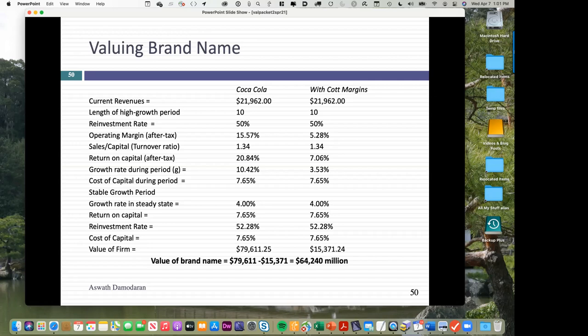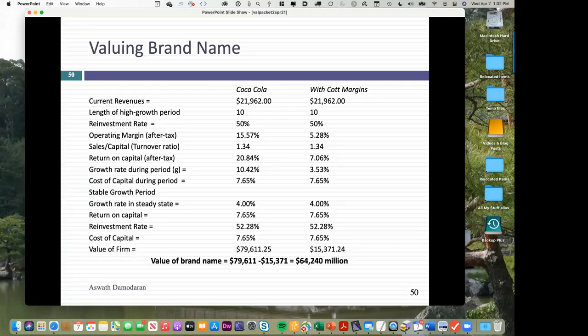He said, don't you think our brand name has value? I said, it's probably the only thing in this building that has value. It's a brand name. It's not your syrup. It's not your damn bottles. It's your brand name. He said, why aren't you adding a premium? I said, it's already in there. He said, where? I said, everywhere. Why do you think you earn 15.57% margins and a 20.84% return on capital? Every number in this valuation has brand name already embedded in it. This guy's a marketing guy. He said, I don't believe you.